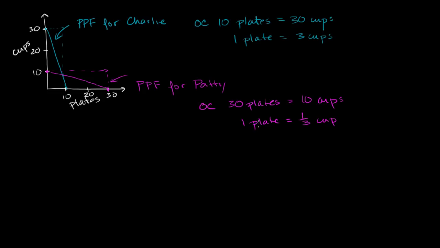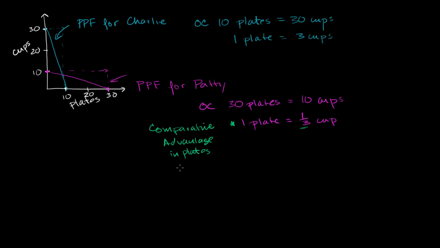Now this is interesting. We can now compare their relative opportunity costs. The opportunity cost for Charlie to produce a plate is 3 cups. The opportunity cost for Patty to produce a plate is 1/3 of a cup. So for Patty, especially when you measure it in terms of cups, it is cheaper for her to produce a plate. She has a lower opportunity cost than Charlie does in producing plates. And so relative to Charlie, because her opportunity cost is lower in producing plates, 1/3 relative to 3, we say that Patty has the comparative advantage in plates.